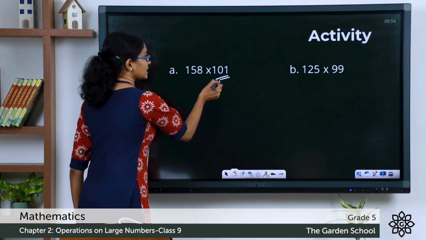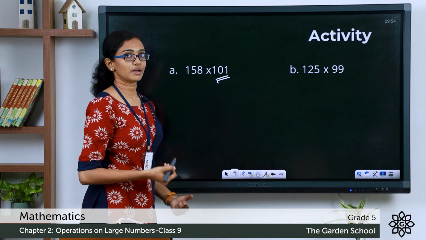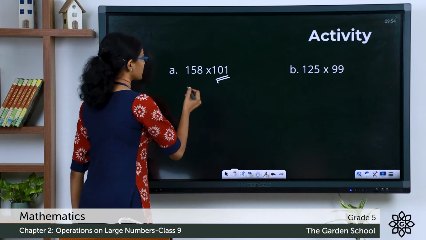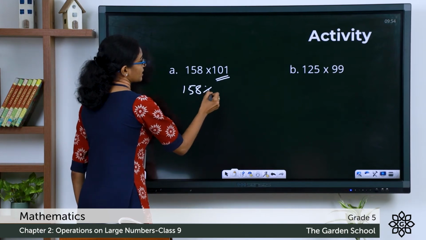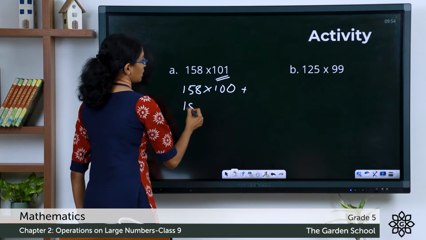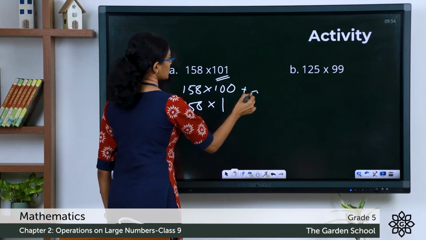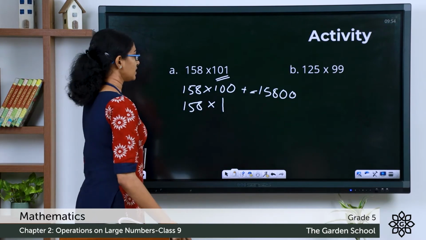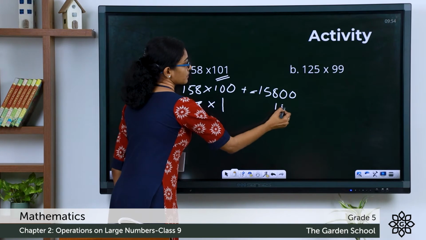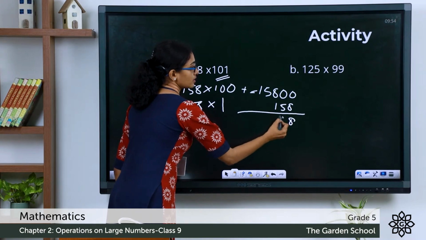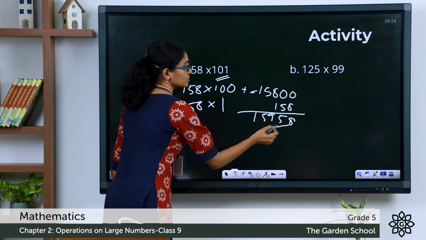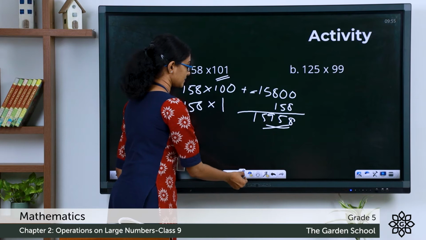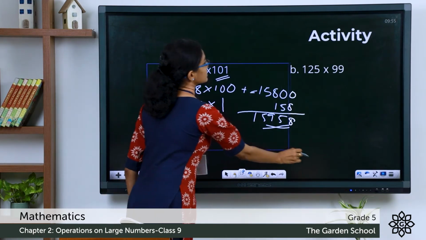So let's rethink this 101 as 100 plus 1. I'm taking 101 here. So 158 can be written as 158 into 100 plus 158 into 1. This one is 15,800, and this one is equal to 158. So the product here will be 15,958.